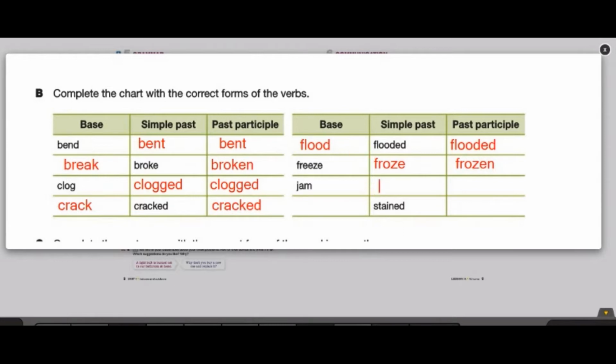Okay. The base form is jump. The simple past? Jumped. No, the E is not pronounced, so it is jumped. And the past participle? Jumped too. The simple past is stained. The base form? Stain. And the past participle? Stained. Yes. Thank you very much.